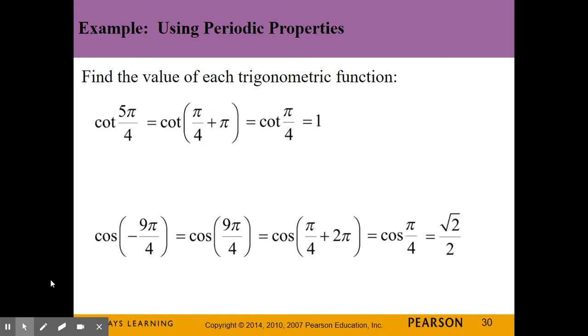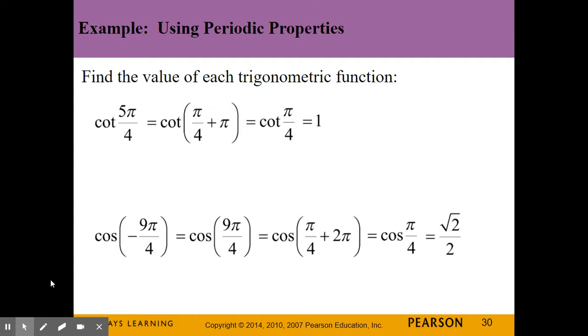So find the value of each trigonometric function. Cotangent of 5 pi over 4 is the same thing as just cotangent of pi over 4, because pi over 4 plus pi is 5 pi over 4, and pi is the period. So if you know that cotangent of pi over 4 is 1, then you also know that cotangent of 5 pi over 4 is 1. So again, it's all relating back to that pi over 4. If we can figure out just a couple things, we have a process to translate it to all over the circle, or more than one rotation around the circle. It even works going in negative directions.